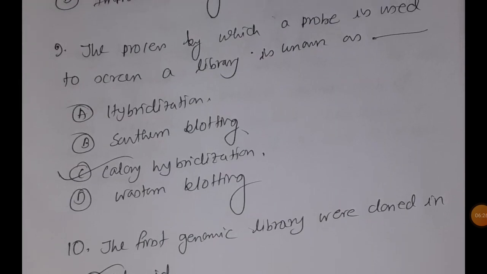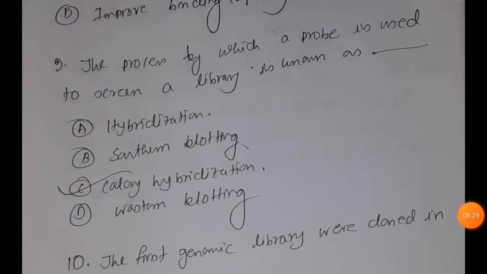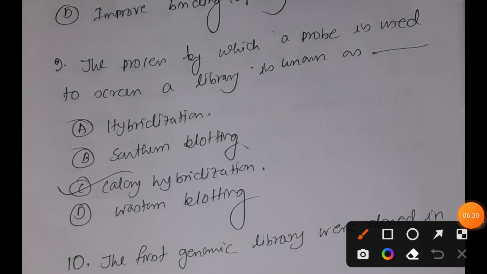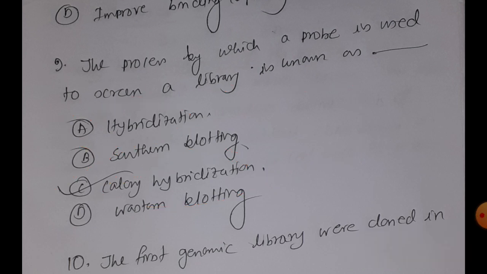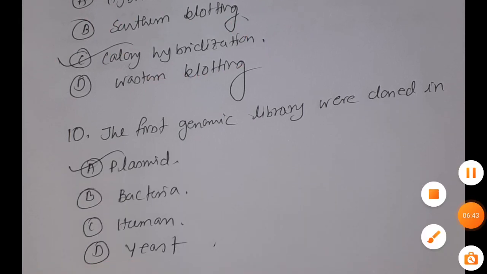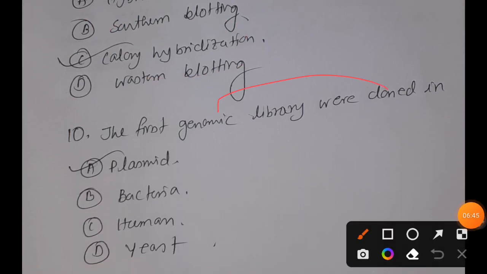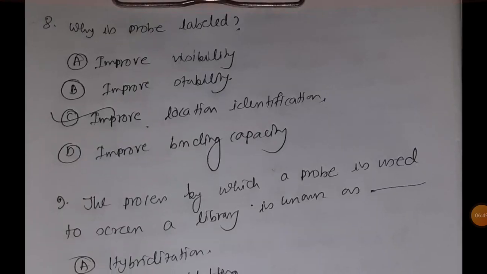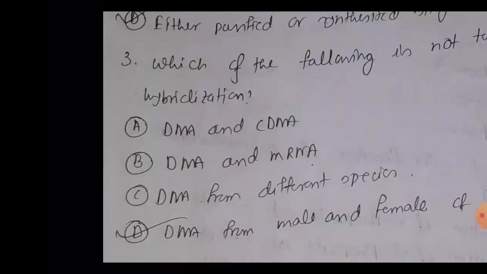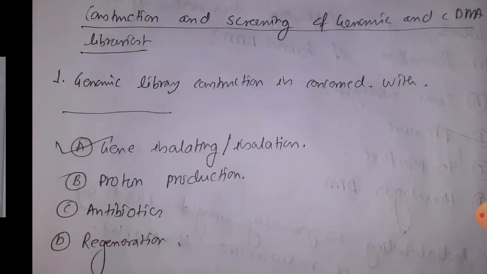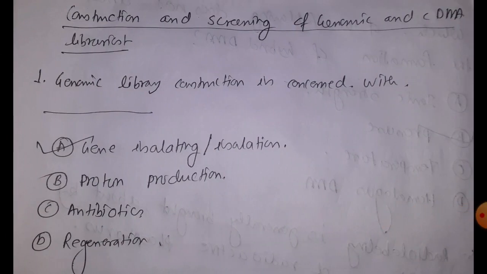Now the process by which a probe is used to screen a library. Here you can face a similar thing: hybridization and colony hybridization are both quite right, but colony hybridization is more accurate, that is why option C is correct, right. And the first genomic DNA libraries were cloned in plasmid, okay. So that was the 10 most important MCQs from the chapter construction and screening of the genomic and cDNA library.